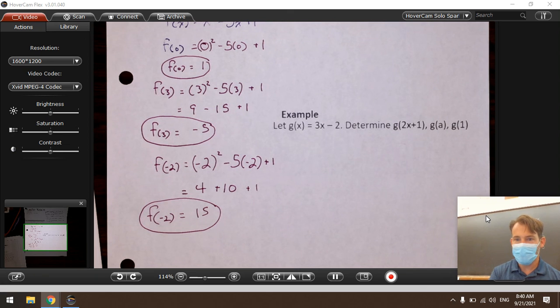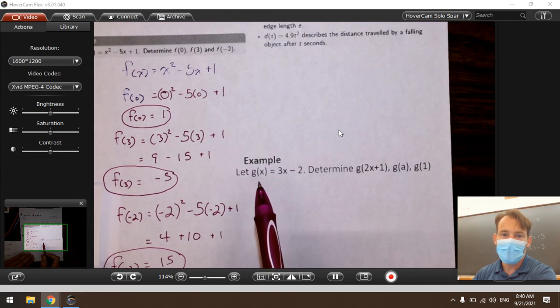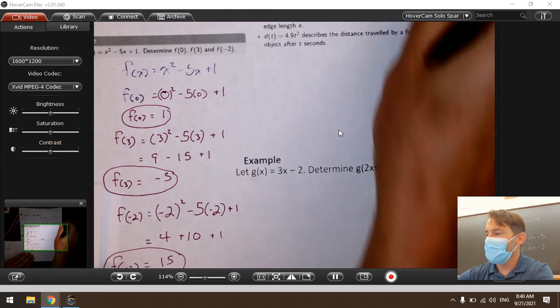Okay, now let's do another one. Here, g of x is 3x minus 2. So we have g of x would be what kind of shape? What shape will g of x make?